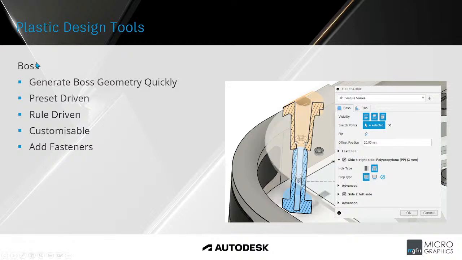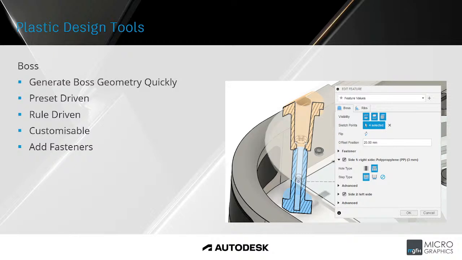So we're looking here specifically at adding bosses within a design. And the boss command allows you to pick center points that would be the center axis for your boss. And it then generates the actual 3D geometry from that selected location. And this allows you to create that geometry very quickly with minimal input.